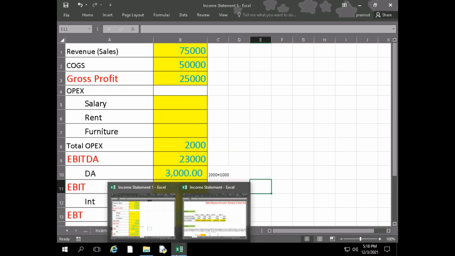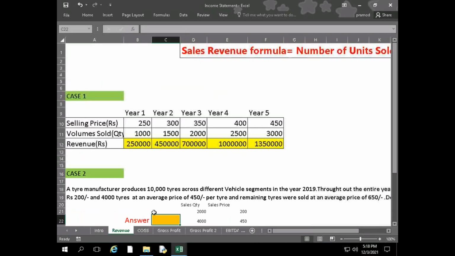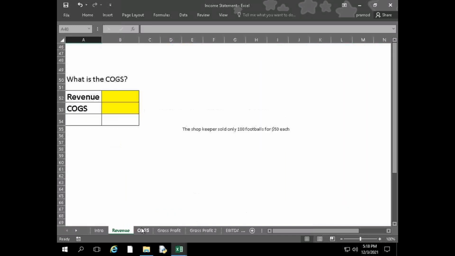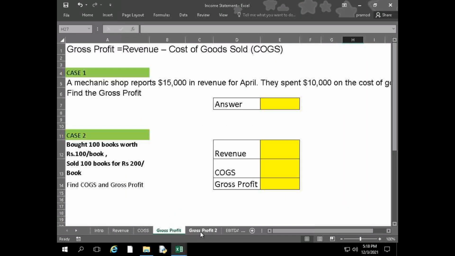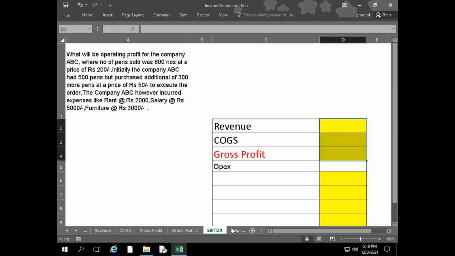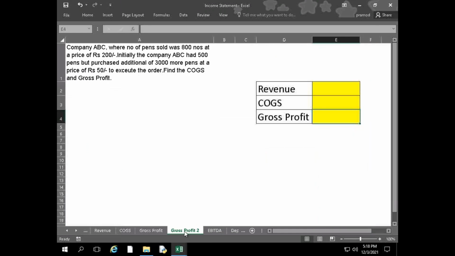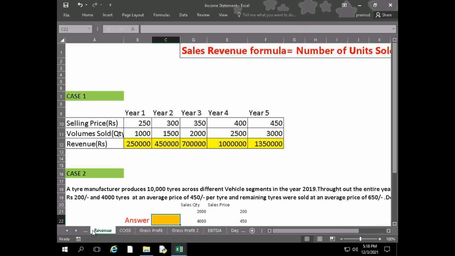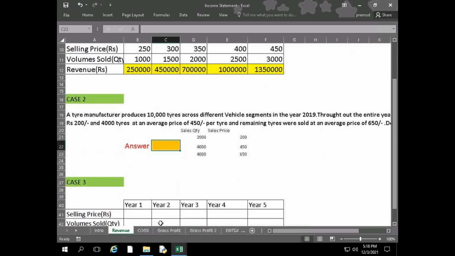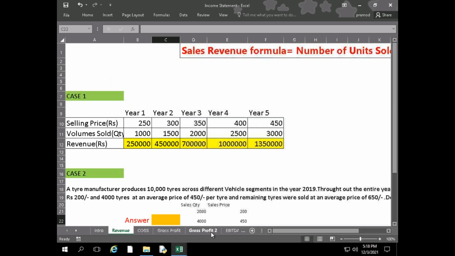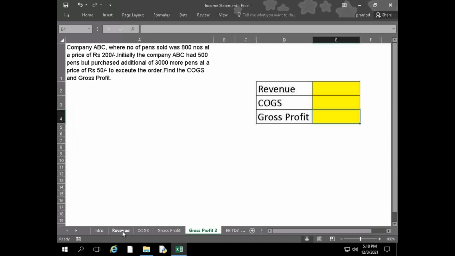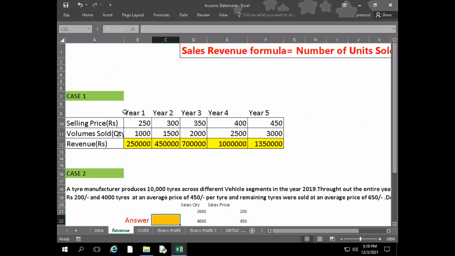Okay, after you solve this, next we will do this particular till gross profit. Try to do it by yourself. Once everyone has done, let me know.